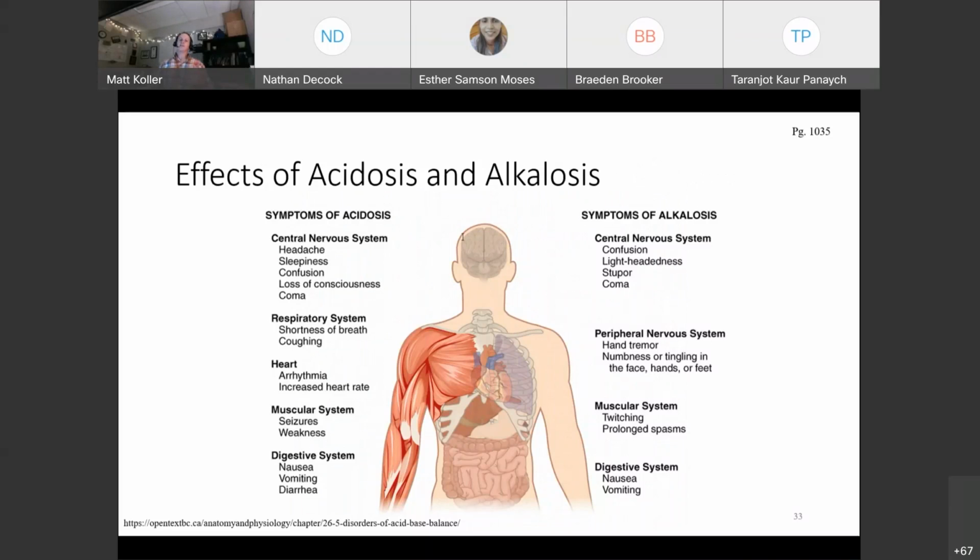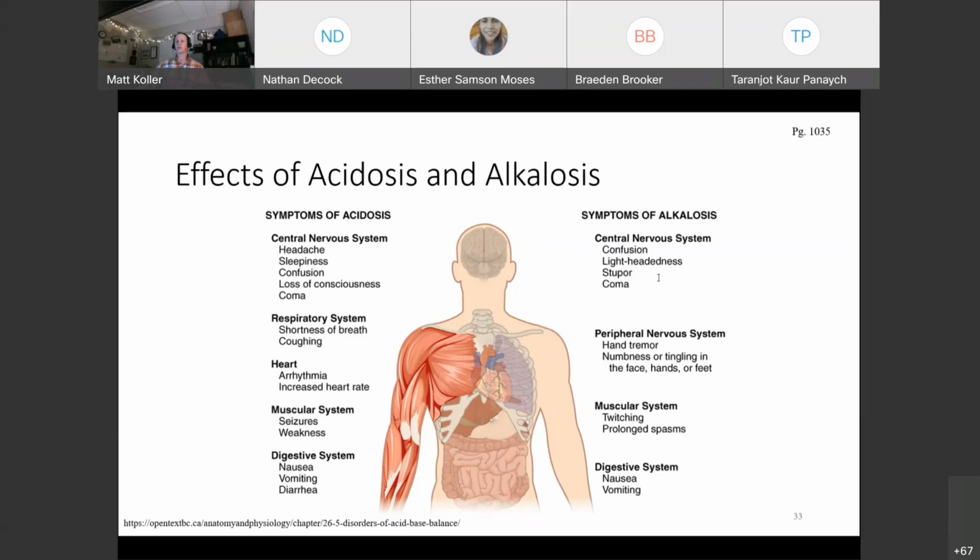Also, the effects of acidosis. So, I mean, really, if your blood pH goes below 6.8, you can die. And if your blood pH goes above 7.8, you can die. So you want to keep the blood pH around 7.35 to 7.45, in between that range. But really, if it goes too low or too high, you can die. And then symptoms of acidosis: headache, sleeplessness, confusion, loss of consciousness, death, shortness of breath, coughing, arrhythmia, increased heart rate, because remember, potassium ions move in the opposite direction of hydrogen ions, so you may have hypokalemia. That could be a problem. Seizures or weakness of the muscle system, nausea, vomiting, diarrhea.